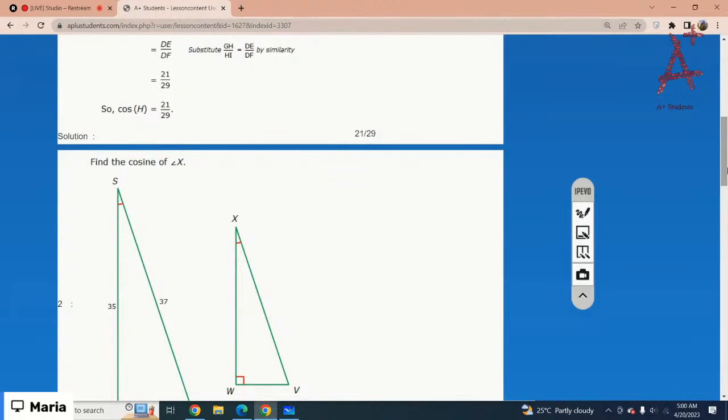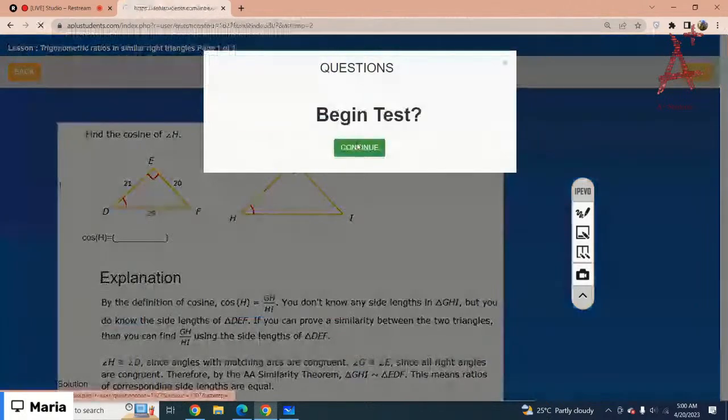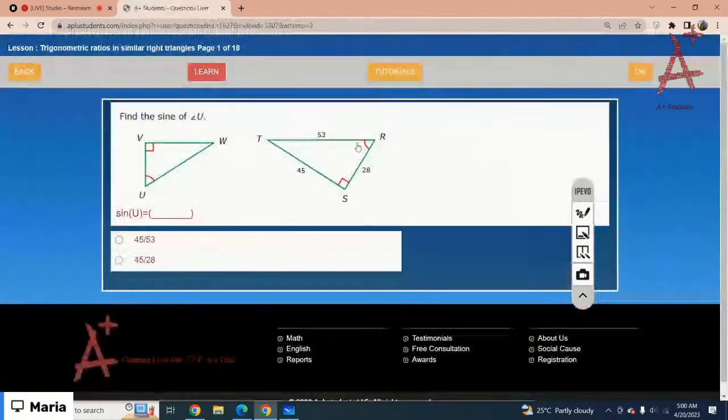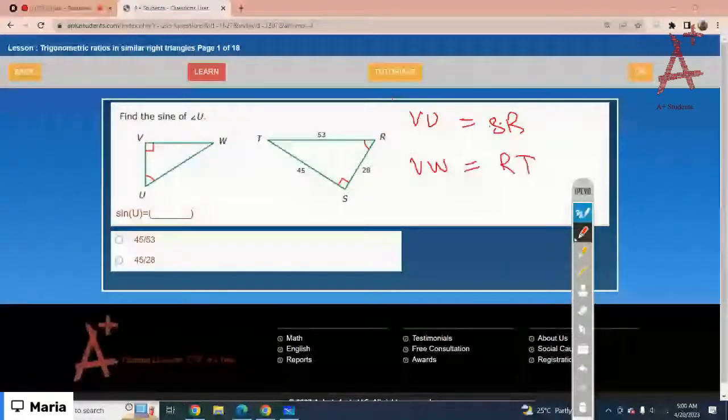Okay, let's start with the test questions. Look at the angle, find the sine of angle U. Got it? You have to find the sine of angle U. So here is the angle U. If you rotate the triangle, the similar sides are VU is similar to SR, VW is similar to RT. You have to find the sine of angle U.